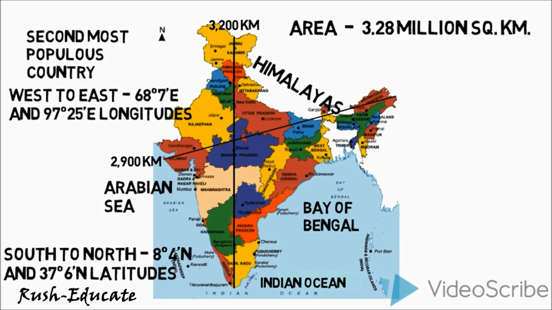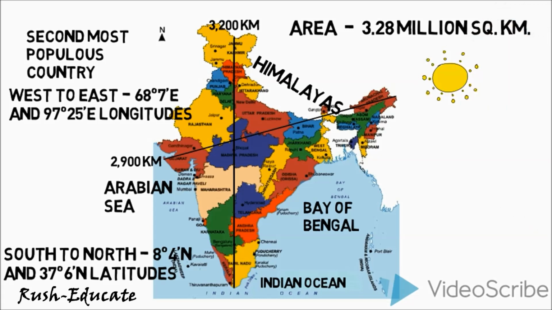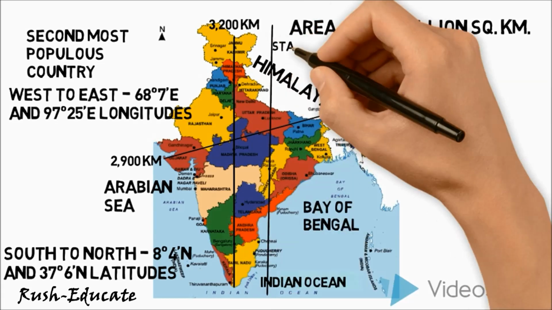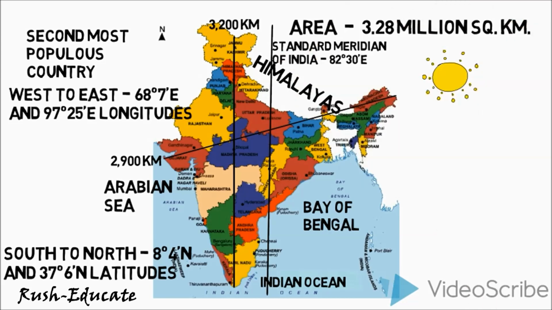As such, the difference between these 2 points would be of about 2 hours. The sun rises about 2 hours earlier in the east in Arunachal Pradesh than in the west in Kutch. The local time of longitude of 82°30' east has been taken as the Indian Standard Time. This meridian or longitude is also termed as the Standard Meridian of India.